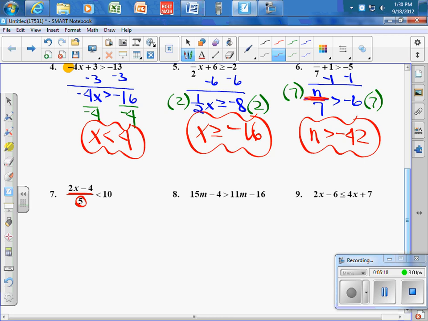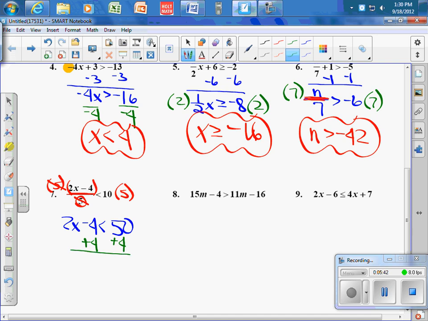It says we're dividing by 5. Cancel divide, multiply both sides by 5. That 5 cancels out that 5, and you're left with 2x minus 4. So 2x minus 4 is less than 10 times 5, 50. Add 4 to both sides. You get 2x is less than 54. Dividing both sides by 2, we get x is less than 27.